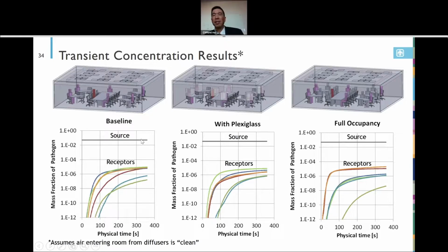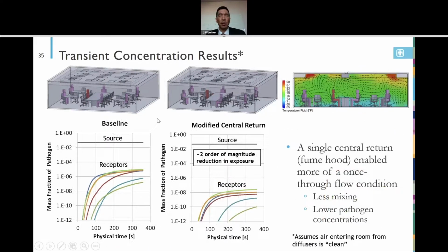What we're looking for is what scenarios might drastically or notably reduce the receptor mass fraction of pathogens that were inhaled by the receptors. It turns out that even with plexiglass barriers, it didn't really change the concentrations. Having more people in the room, creating more body heat and buoyancy, didn't really significantly reduce it overall. There were some individual changes at different locations. And the only thing that helped was a modified central return.